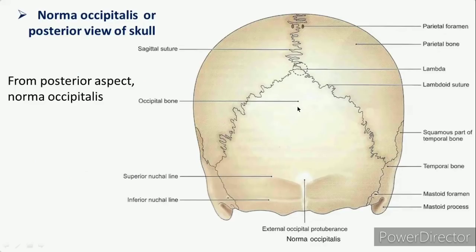Now we will see norma occipitalis, or the posterior view of the skull. From the posterior aspect, what can we see? We have studied the sagittal suture, parietal foramina, lambda, and lambdoid suture. We have to see the occipital bone. This is the external occipital protuberance, and by the side there is a line called the superior nuchal line. Below that there is an inferior nuchal line. Here there is the mastoid process, mastoid foramina, and this is the temporal bone. These are the structures we can see from the posterior aspect.